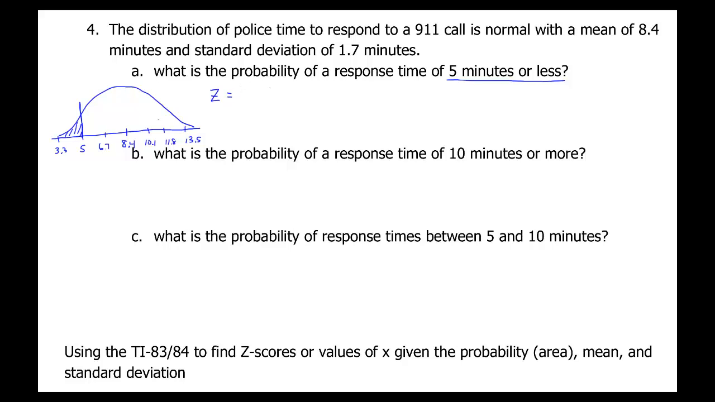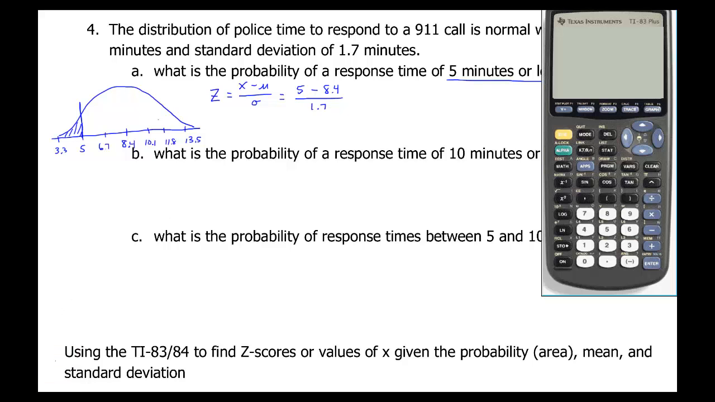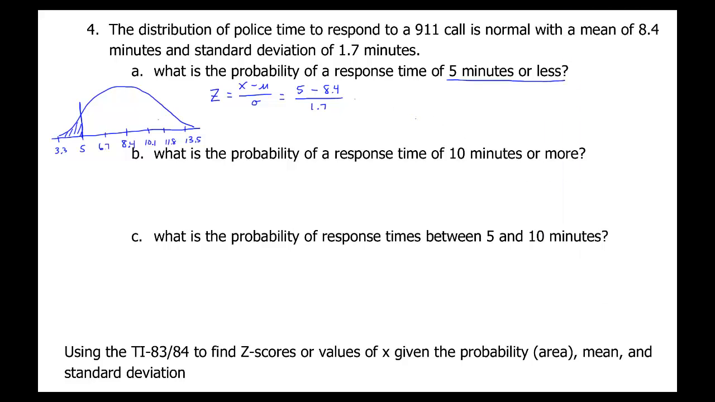So x is going to be 5. So let's write the equation: x minus the mean divided by the standard deviation. So x is 5. That's the number we're interested in. The mean is 8.4, and the standard deviation is 1.7. We have 5 minus 8.4, and divide that by 1.7, and we get a z-score of -2.